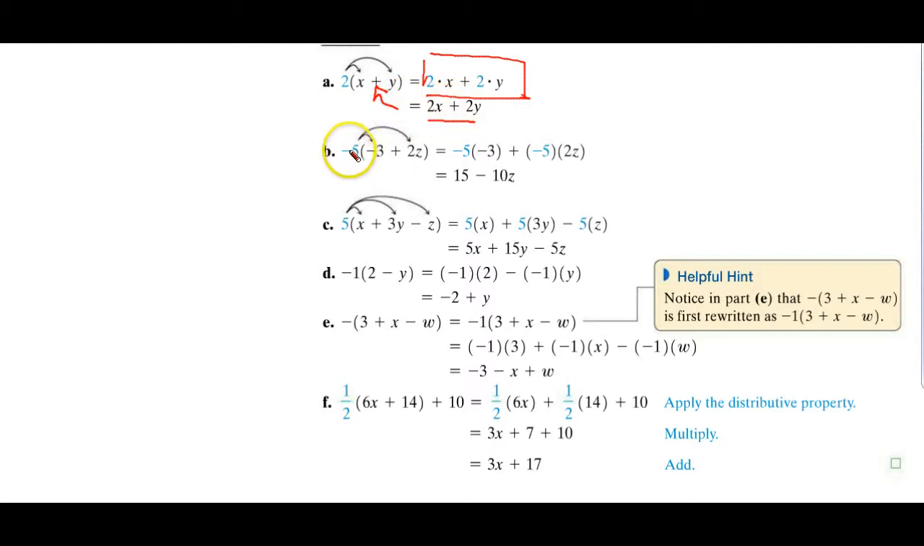Now here it's critical, watch the signs. Negative times a negative will make this a positive. Negative times a positive will make this a negative. Okay? And for each of these, watching the signs carefully.